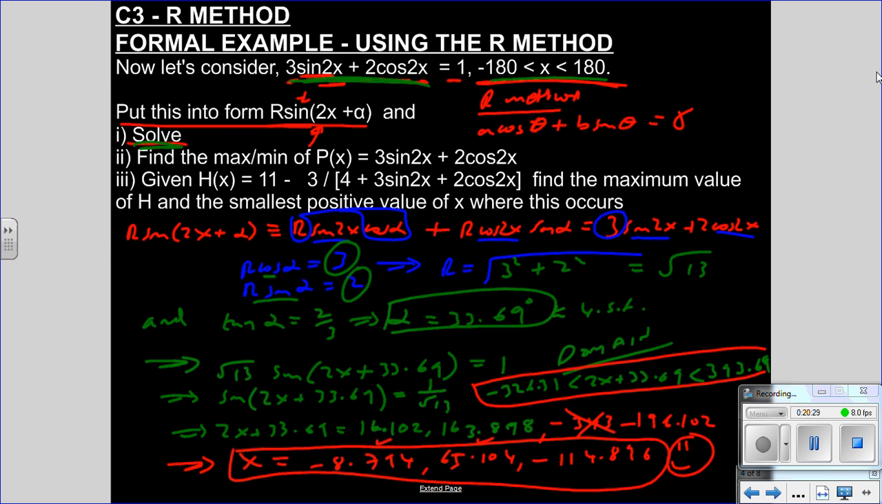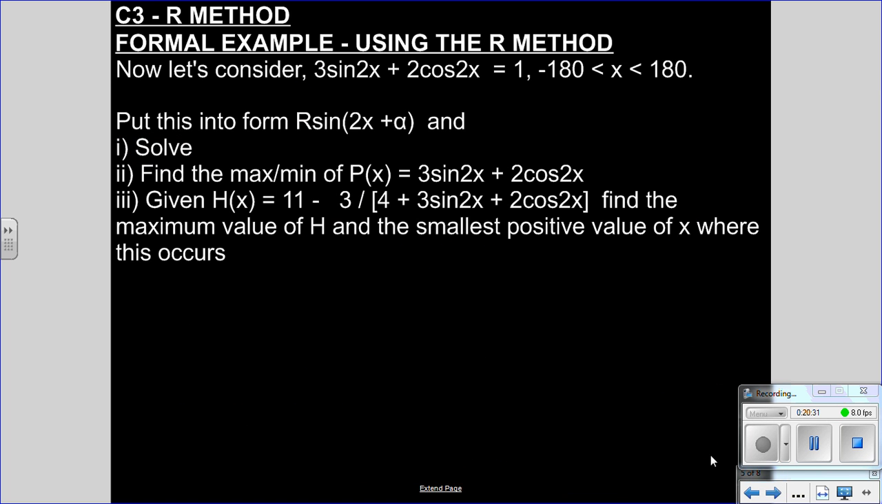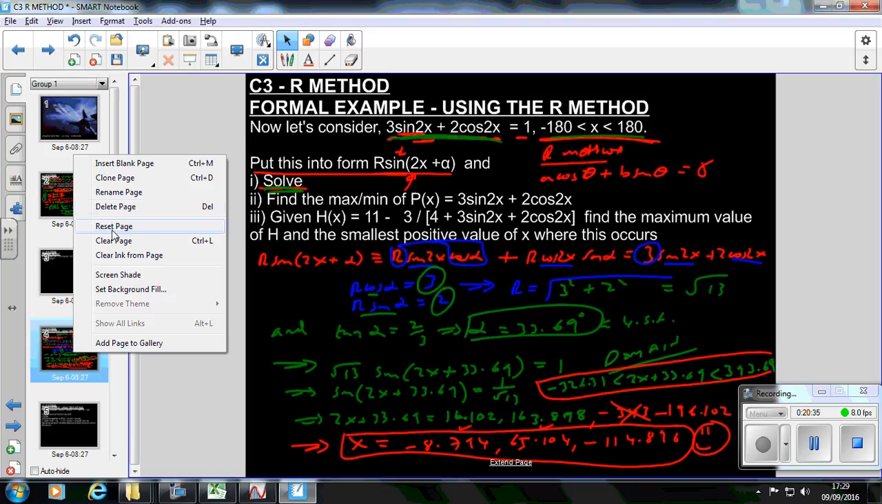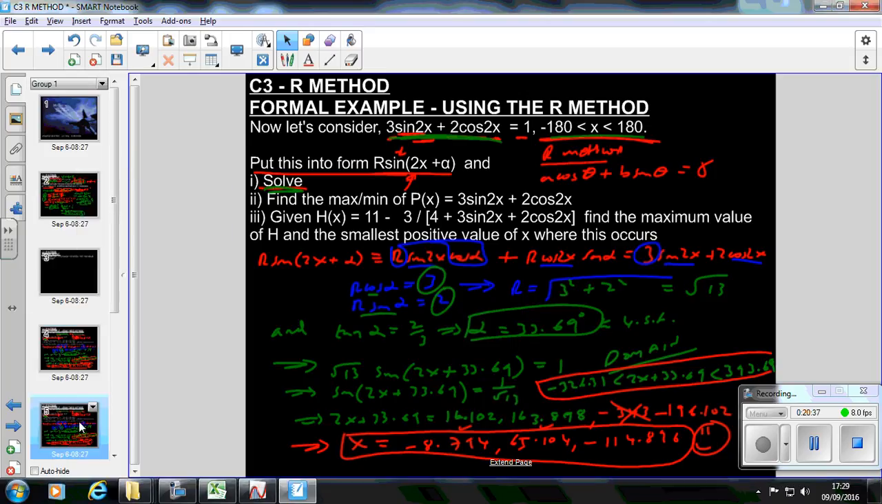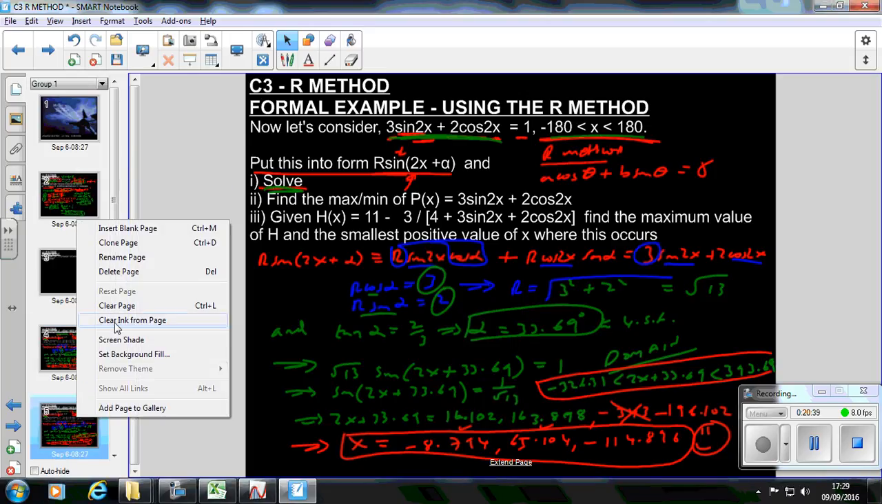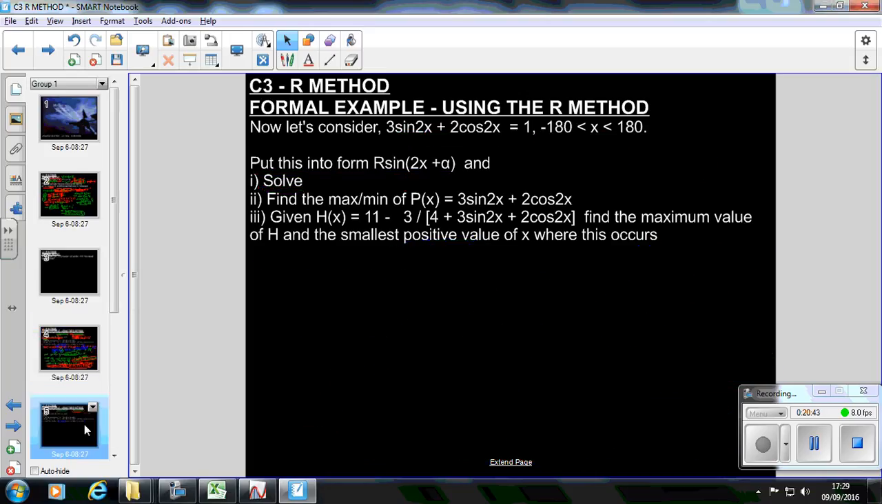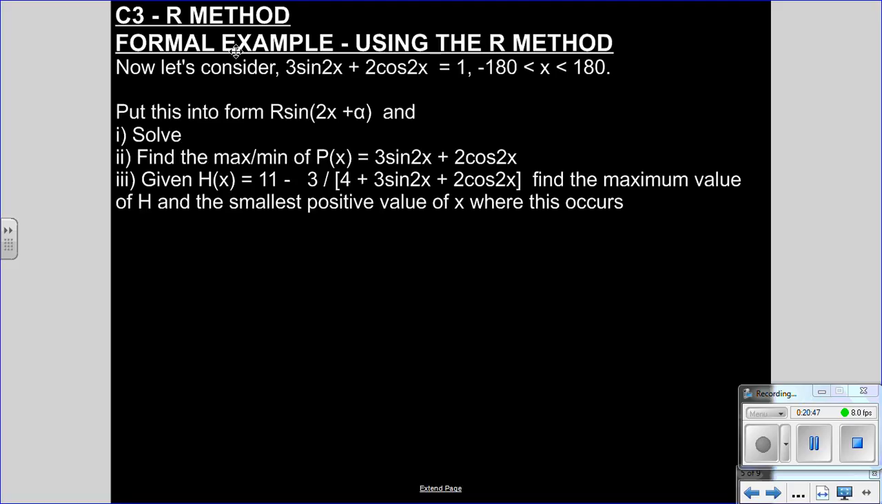Let's move on to part 2 and 3 then. So just quickly clone that one, and we'll clear the ink. Okay, so part 2 says find the min and max of P of x equals this thing. So, a completely new question, but using the same info that we just had here, we're just disregarding this 1.